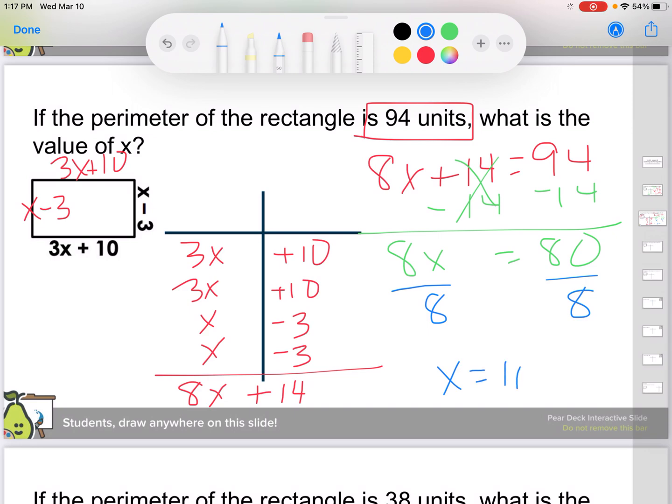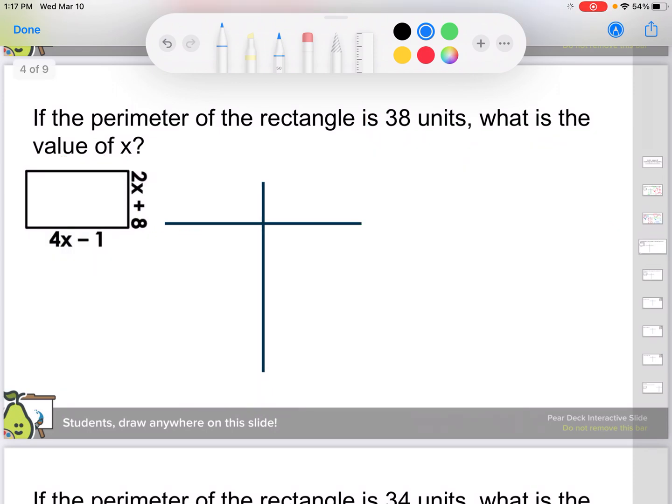So x equals 10. If I actually wanted to figure out the sides of this rectangle, 10 minus 3 would be 7. And then 3 times 10 is 30. 30 plus 10 would be 40. So the length and width of the rectangle I can figure out once I know what x is.